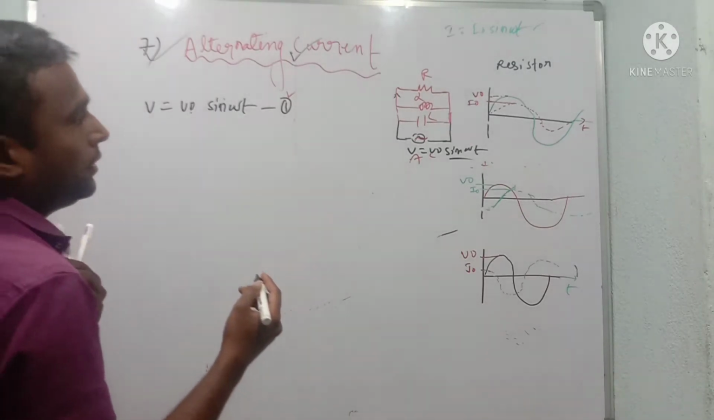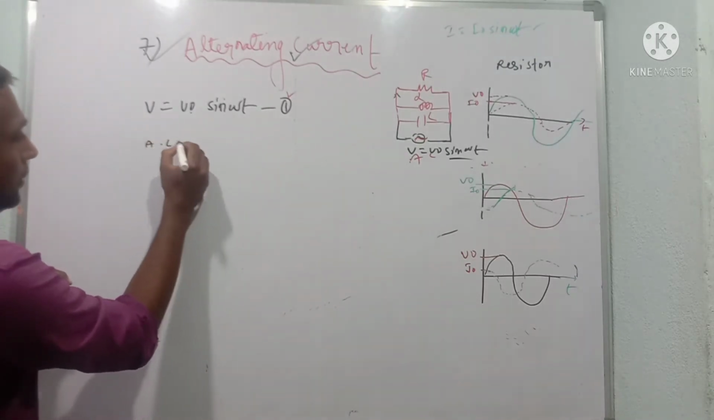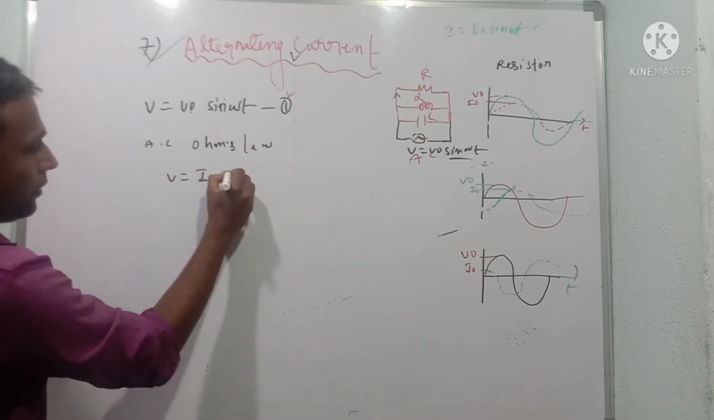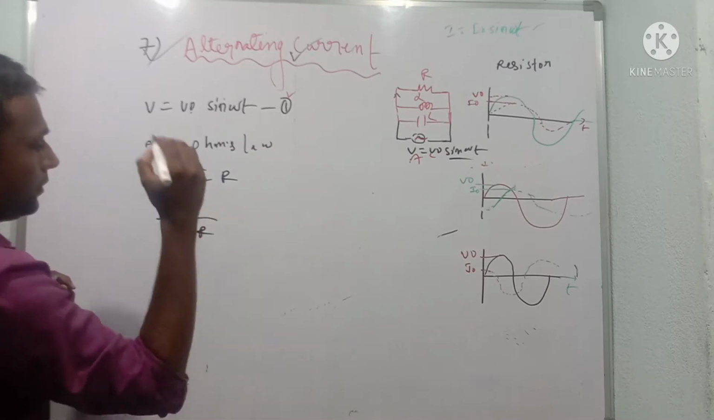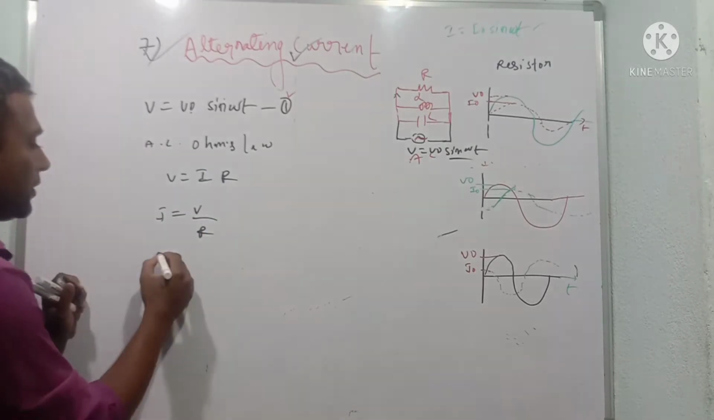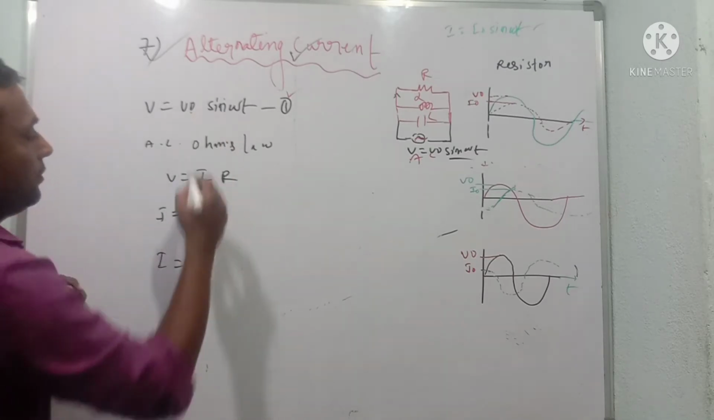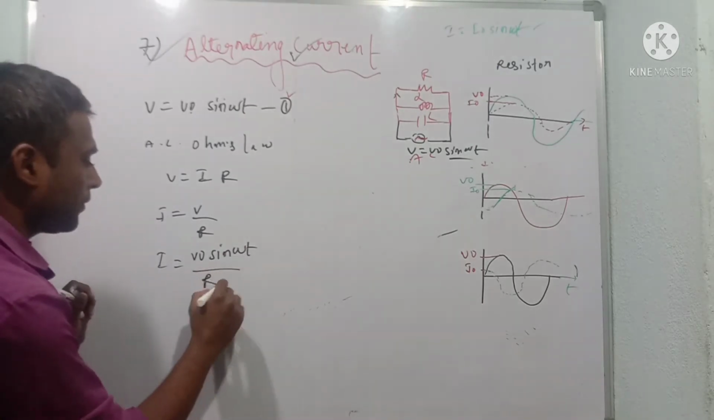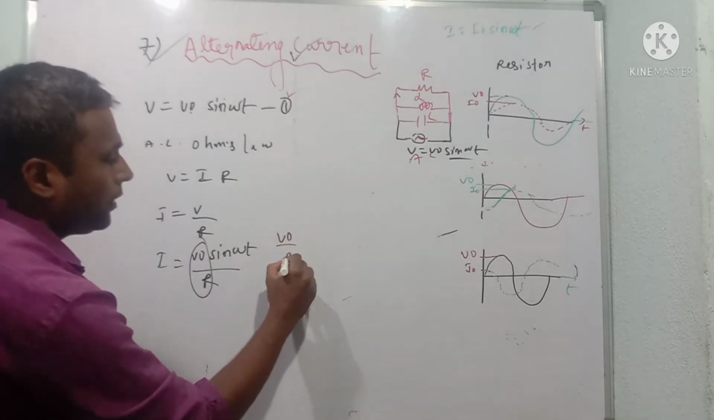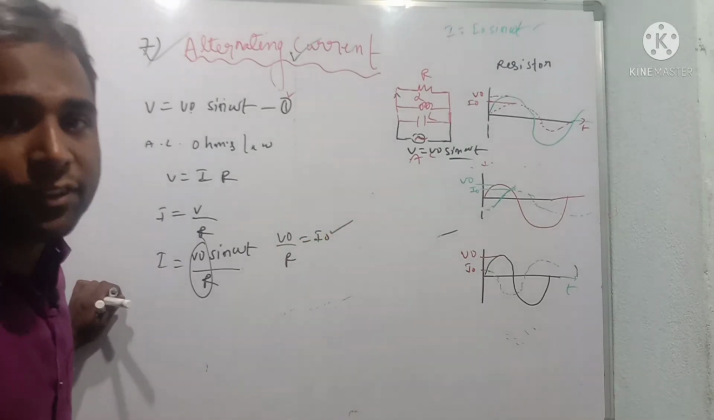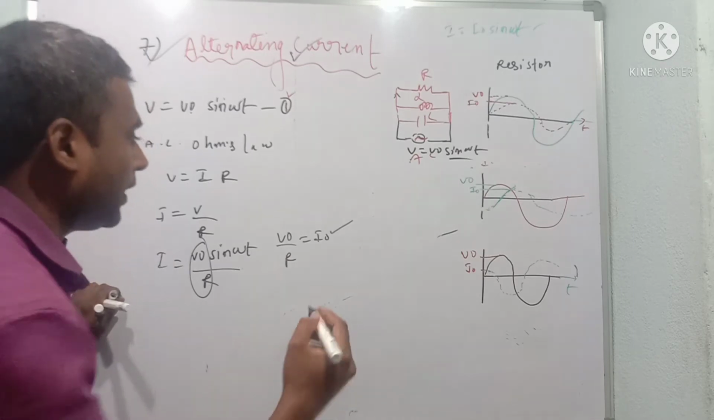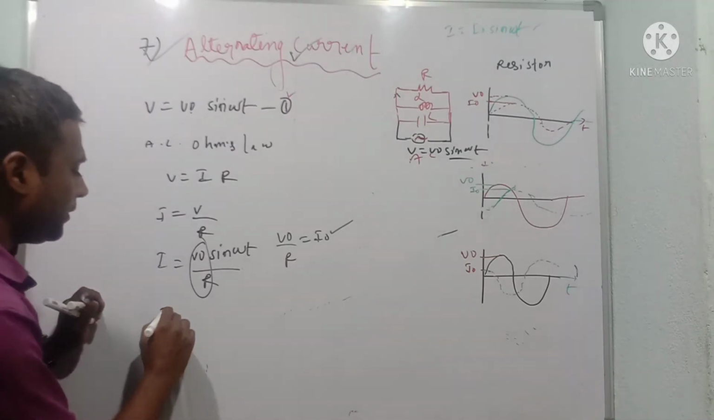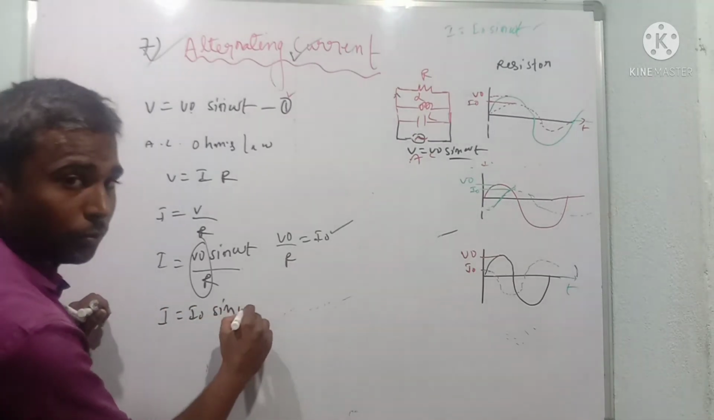Now what happens here? We know that according to Ohm's law, V is equal to I into R. I is equal to V divided by R. Now I want to get the value of I. So I is equal to V, and V means V naught sin omega t, divided by R. So V naught by R is equal to I naught, called the peak value of current. If I want to find the peak value of current, I should know this is V naught by R, peak voltage by resistance. Now I is equal to I naught sin omega t.